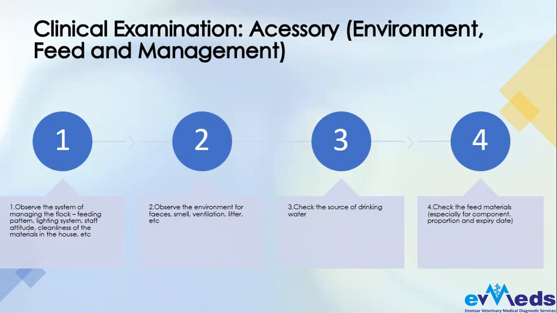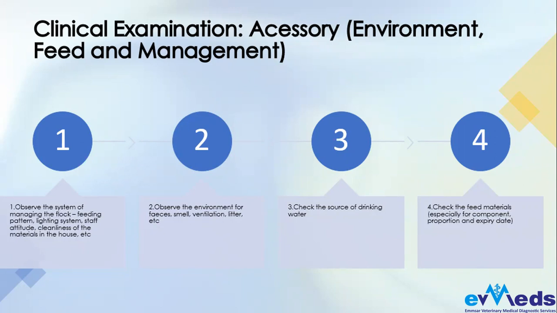Check the attitude. Check the cleanliness of the pen, of the materials they are using, the feeding trough, the watering trough, the tank. All of those things are important. Just check the management, because that may be the reason for the disease. Then number two is that you observe the environment, check the physical conditions, smell, look at the ventilation, look at the litter. Is the litter damp or wet, which will allow microorganisms to thrive? All of these are things you should check during your clinical examination.